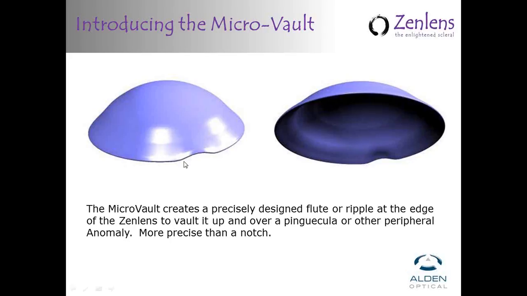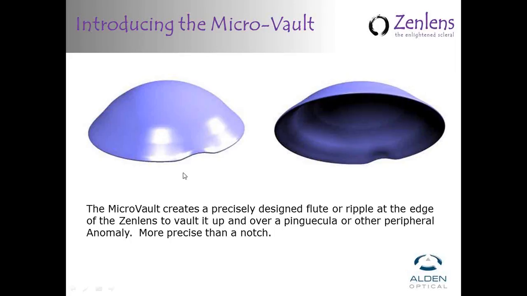It's simply a controlled ripple that we manufacture in the edge of the lens to bring that edge up and vault. Let me change that word. We're not actually trying to vault over the pinguecula. We're simply trying to raise that edge up to lessen the compression of the edge of the lens that it might otherwise be pushing into a pinguecula or elevated part of the sclera out there.